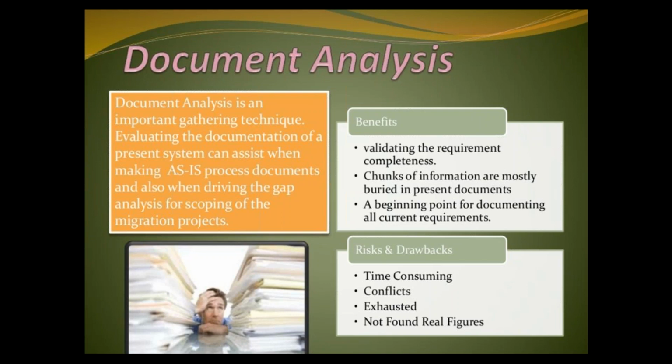Validating the requirement completeness. Chunks of information are mostly buried in present documents. There's a lot of information that is available within the document which you might not have received from your stakeholders' point of contact. They might have missed telling that to you. Though you have the oral discussion with your stakeholders' point of contact, still referring to the document, going through the document and capturing the required process and existing system details is a must.